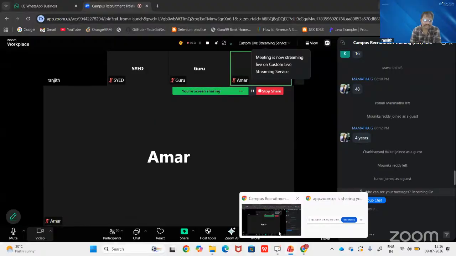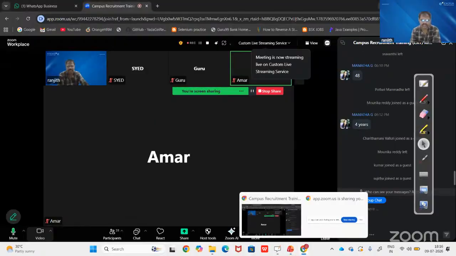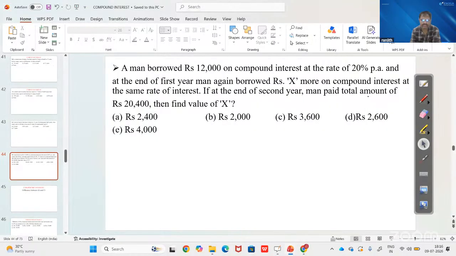Let's look here where principal is 12,000, initially 12,000. A man borrowed 12,000 on compound interest at 20 percentage per annum, and at the end of the first year the man again borrowed some X more rupees on compound interest at the same rate of interest. If at the end of the second year the man paid a total amount of 20,400, then find the value of X.